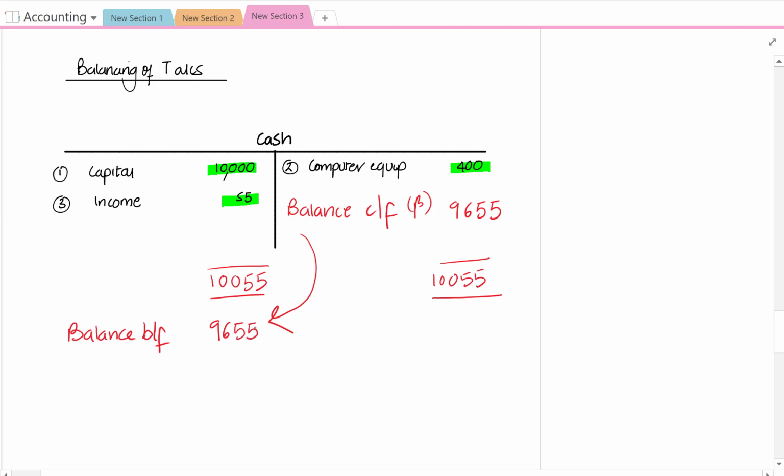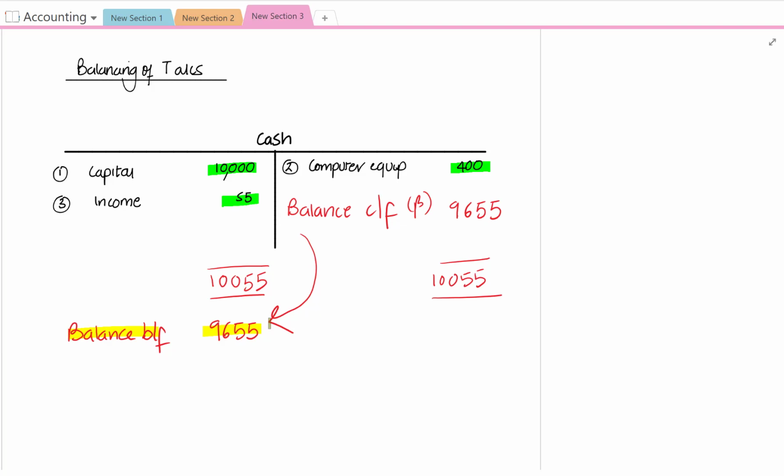We always post this balance brought forward after the total, okay? And that is to signify the balancing off process. In other words, we're closing off this account to start with a new opening balance which we can roll forward into the next period. It tells the manager of this business that they have an overall cash balance still available of 9,655.